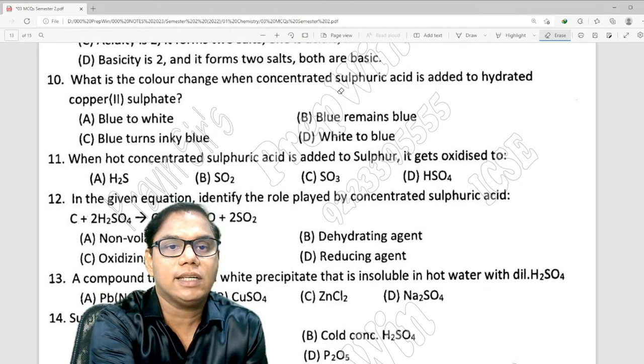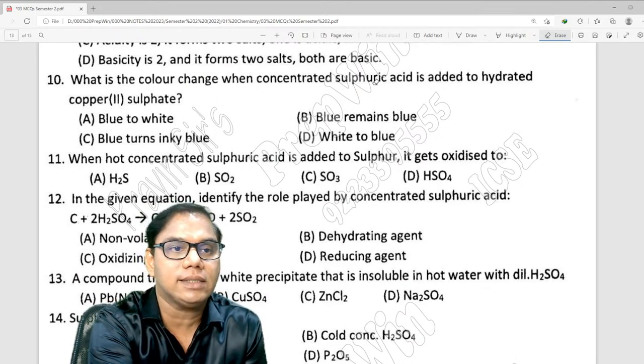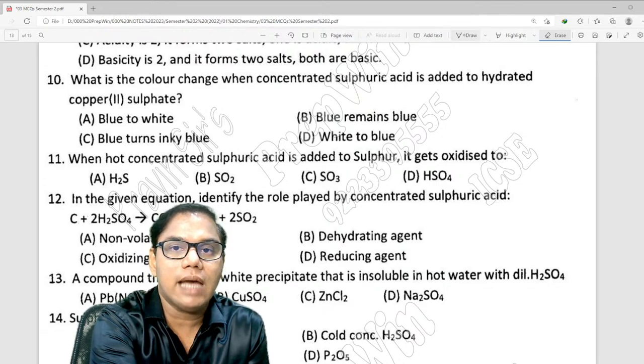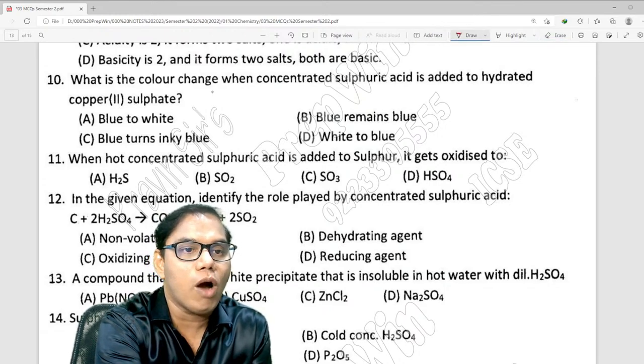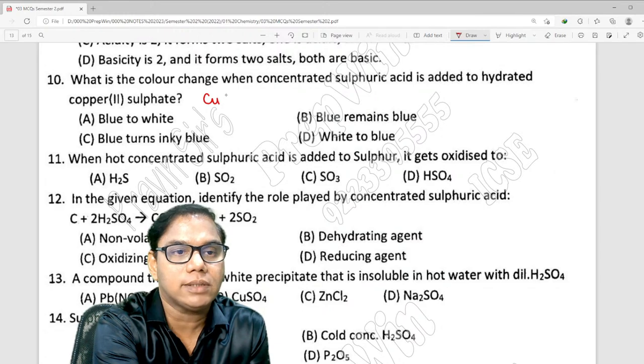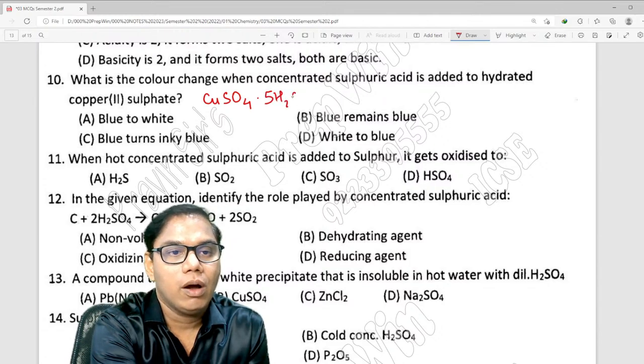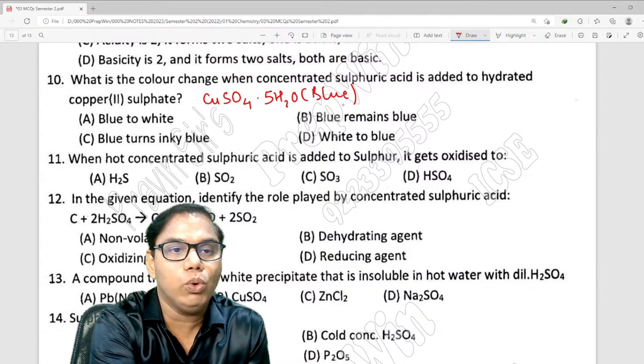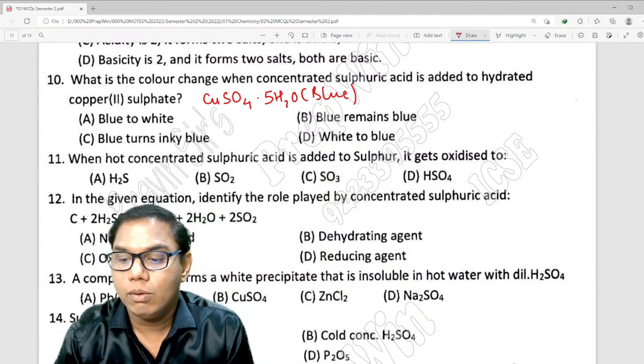Now the 10th question, an important question. What color changes when concentrated sulfuric acid is added to copper sulfate? Do you know copper sulfate, CuSO4.5H2O, blue vitriol? It is originally blue in color. When you add sulfuric acid, what is the option?